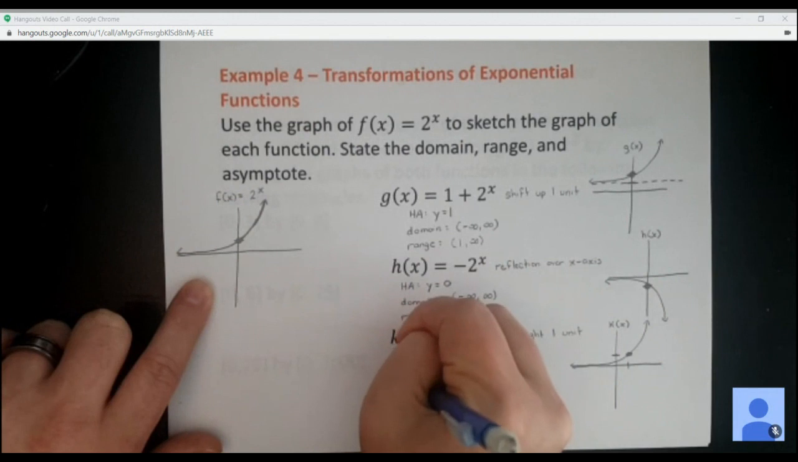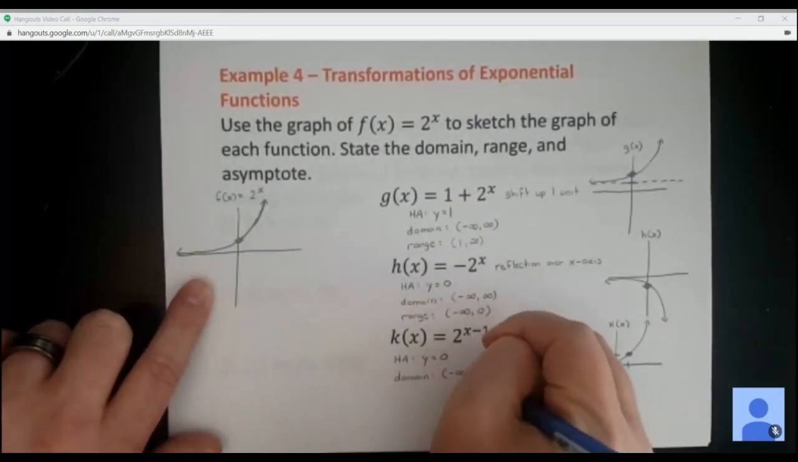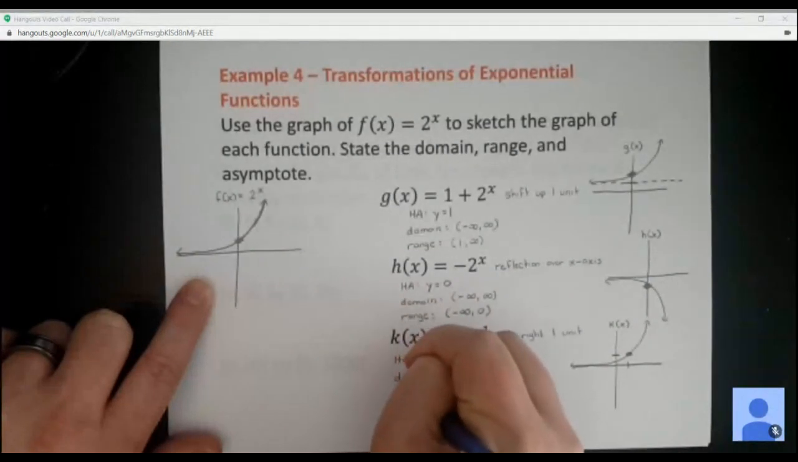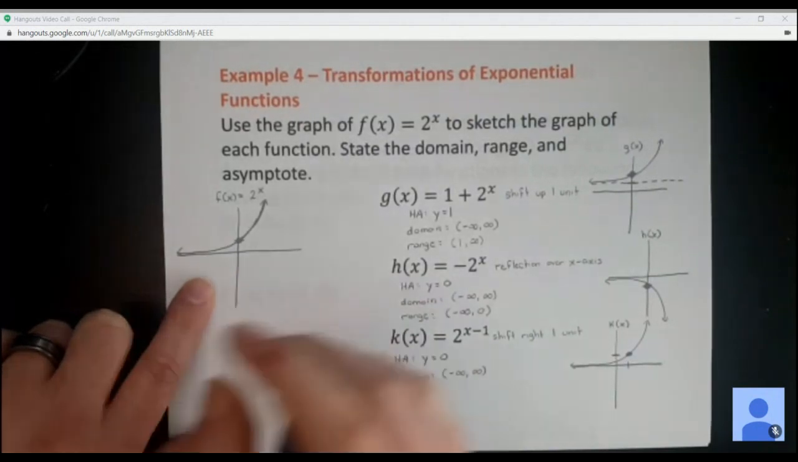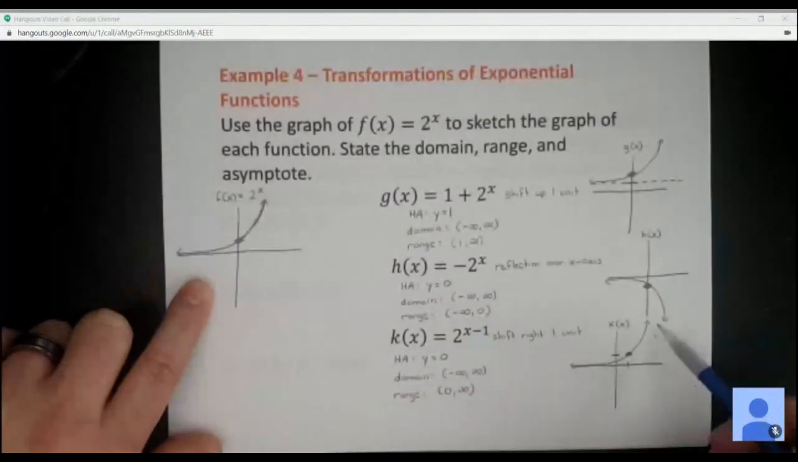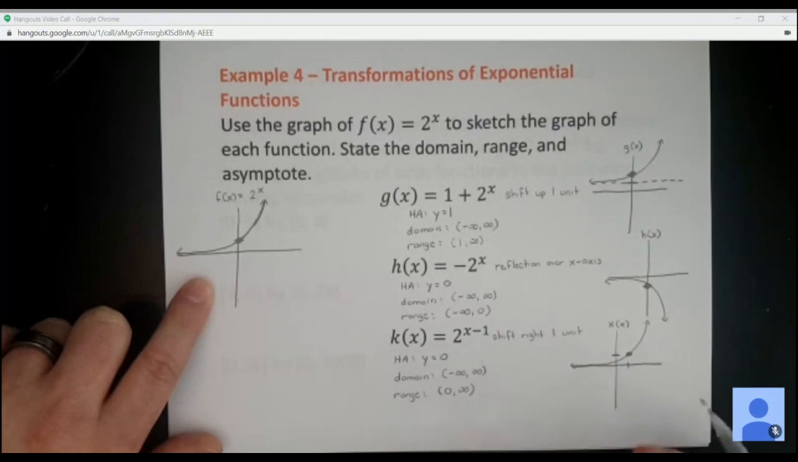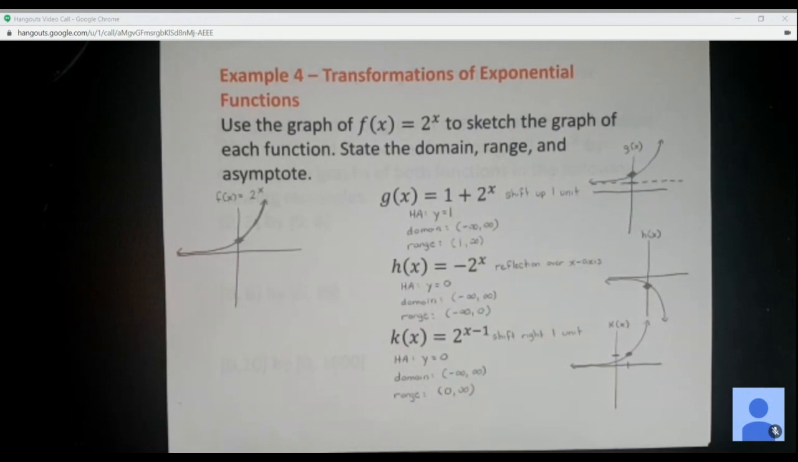Now let's look at our domain range. So what's the domain going to be this time? Okay, good. That hasn't changed, still all real numbers. And what's the range going to be? Good. So just like the parent function, it's going to be 0 to infinity because I still have that horizontal asymptote at 0. Just shifting it left or right is not going to affect that. Okay, so my range is still 0 to infinity, just like the parent function for that one. Any questions on that one now?